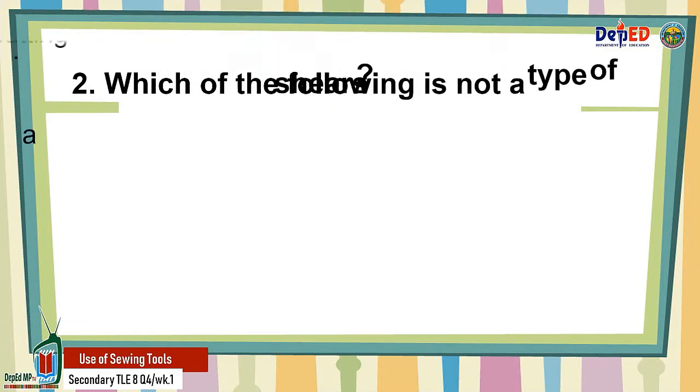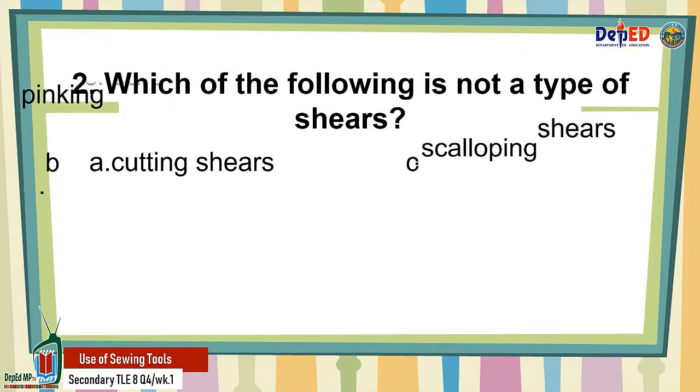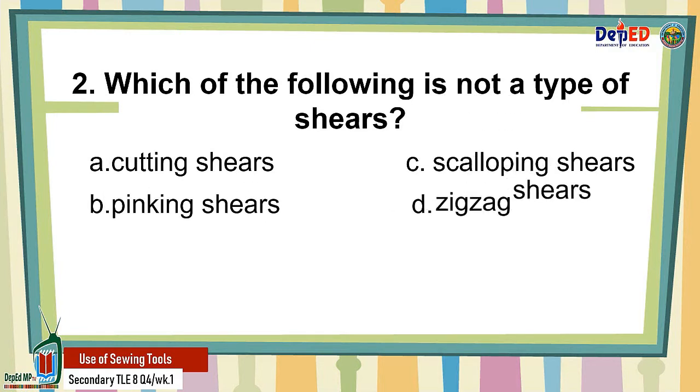Number 2. Which of the following is not a type of shears? Letter A. Cutting shears. Letter B. Pinking shears. Letter C. Scalloping shears. Or letter D. Zigzag shears.